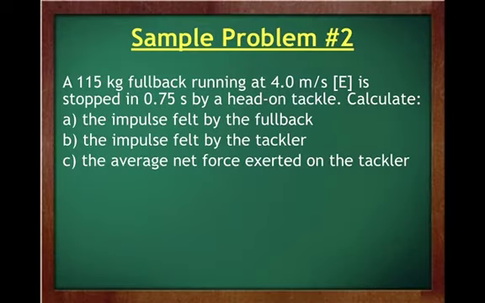In this example, you are given a 115 kilogram fullback. So this is a football question, right? A fullback, a player on a football team, is running at 4.0 meters per second in the direction of east. And that fullback is stopped in 0.75 seconds by a head-on tackle. So again, this is still just dealing with all this happening in one dimension, right? It's just straight line stuff. We are going to obviously get into 2 dimensions, but just not today.